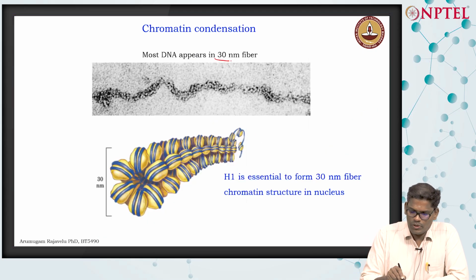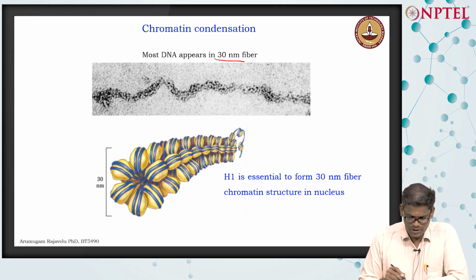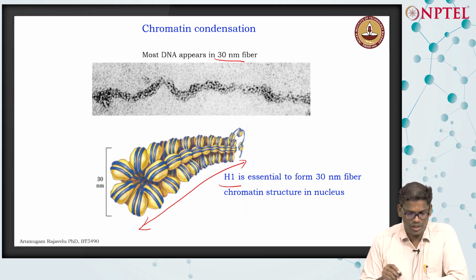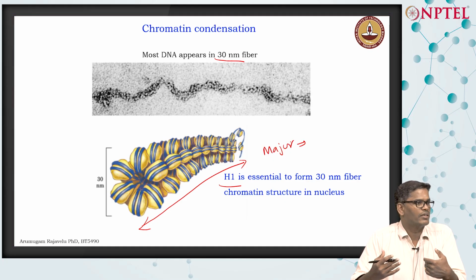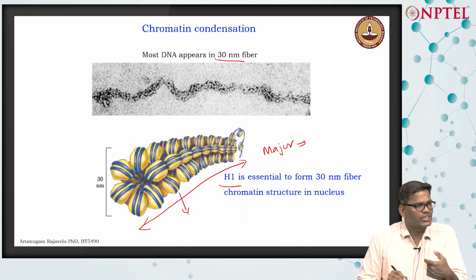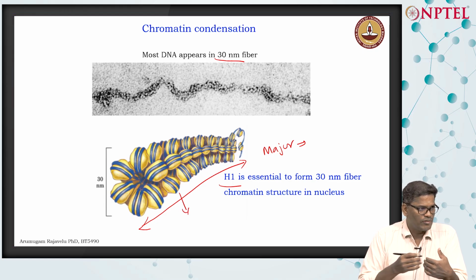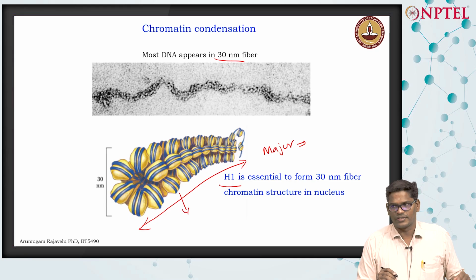Right. So, this is the 30 nanometer fiber structure I mentioned. You see, it is packed like this, and H1 contributes very importantly. I mean, H1 is a very important factor that contributes to the condensation. This is one. There is one more, which I will explain during the acetylation classes, that also contributes to the condensation. But this is the major one. The first level of compaction is very important. So, you can consider this a heterochromatic structure. See, without H1 it is a euchromatic structure.